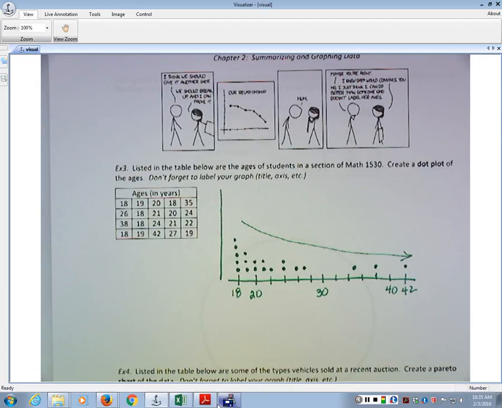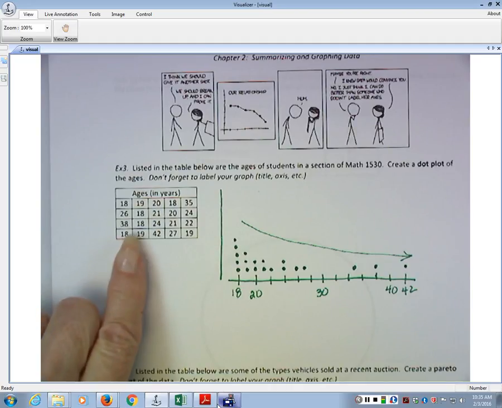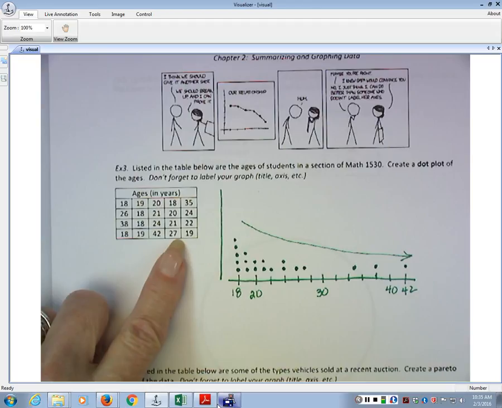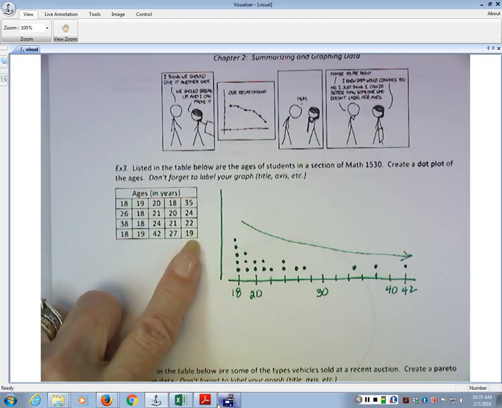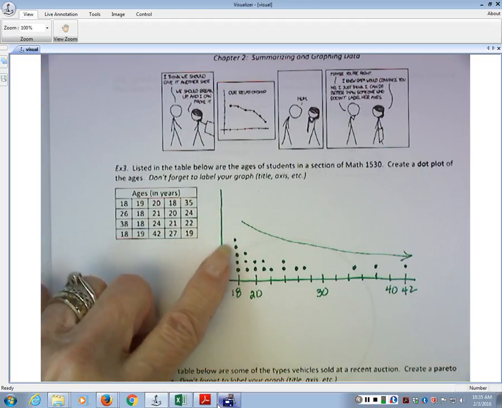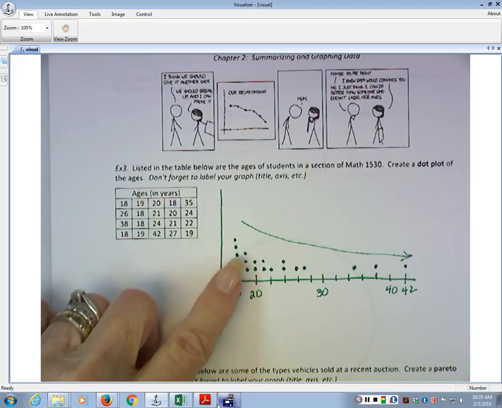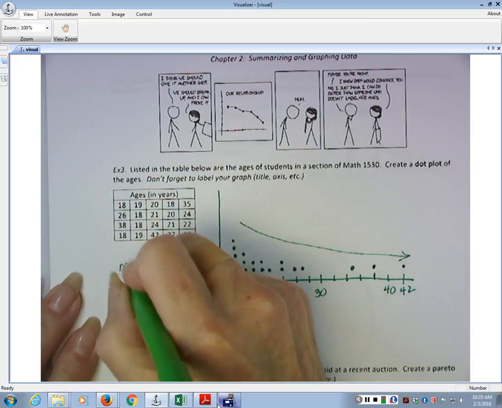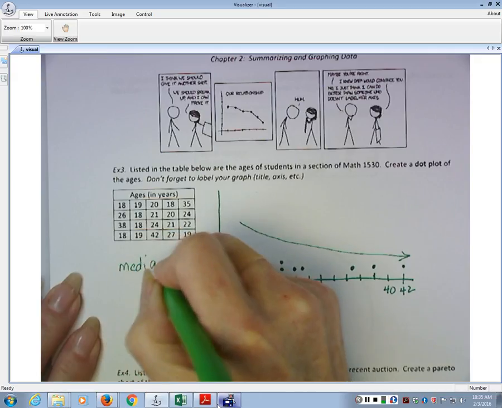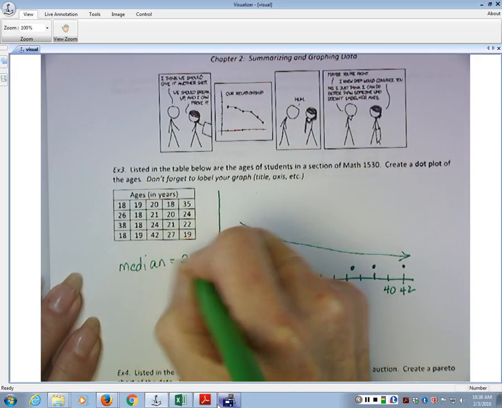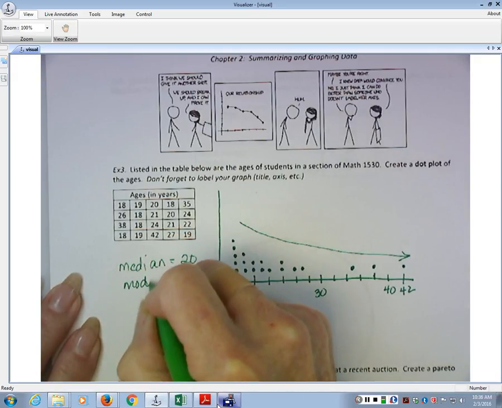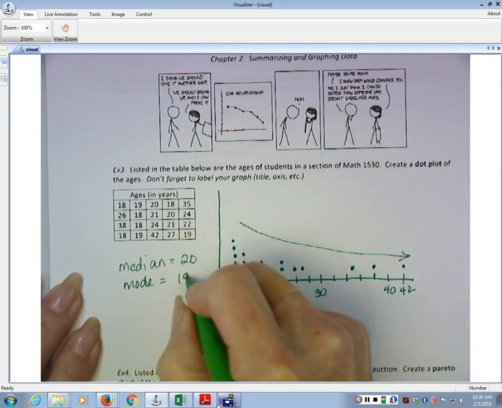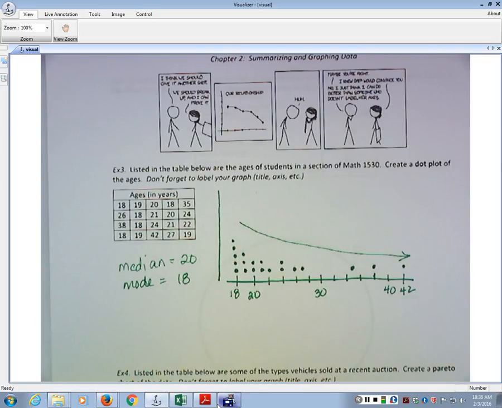And here again, just like I could find the median pretty quickly, all I have to do is count dots. I've got, let's see, 4, 8, 12, 16, 20 pieces of data, so the 10th, 1, 2, 3, 4, 5, 6, 7, 8, 9, 10. The median is 20 years old. And the mode is 18 years old.